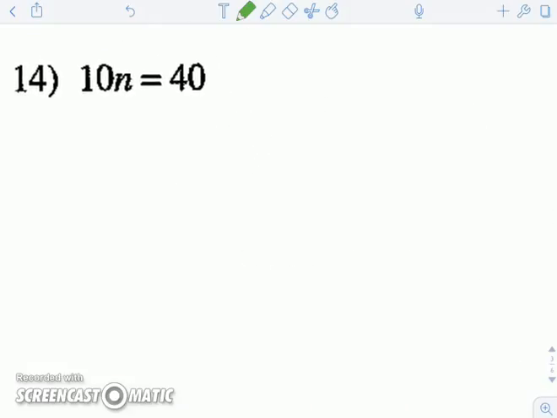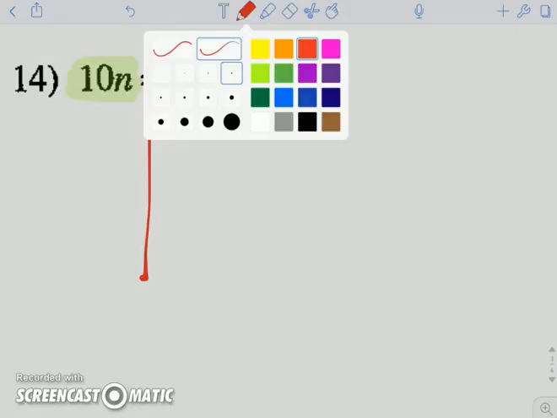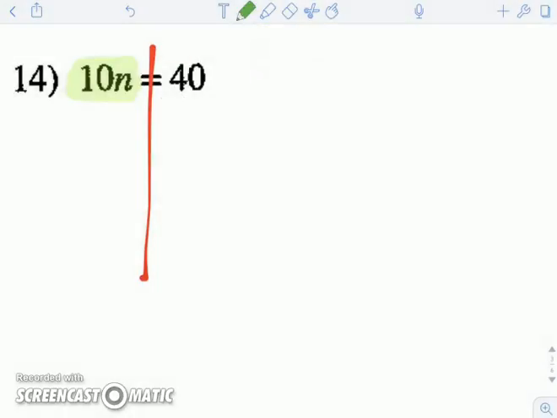So I have 10n equals 40. We said to be aware of this, when the coefficient and the variable are attached, we're talking multiplication. So I need to get rid of this times 10 on the left side. First thing I need to do, draw a line down my equal sign so I know what I'm talking about when I say working on both sides of the equation. If I'm multiplying by 10, my inverse operation is going to be division. So I'm going to divide by 10 on both sides.